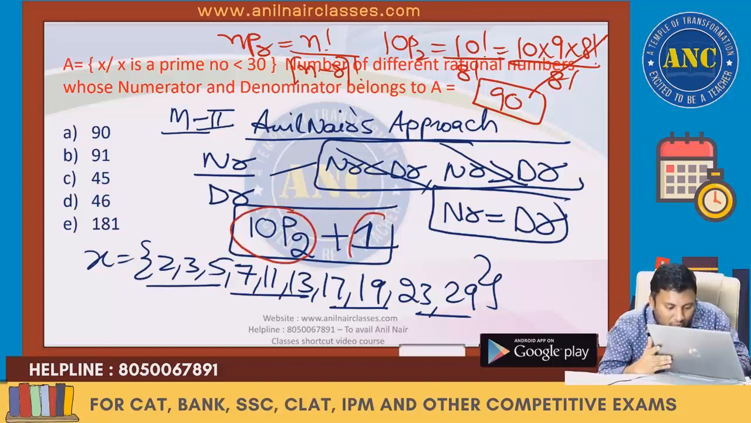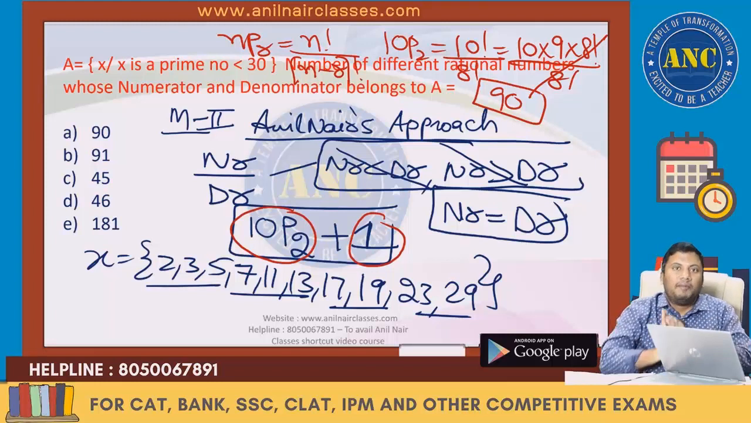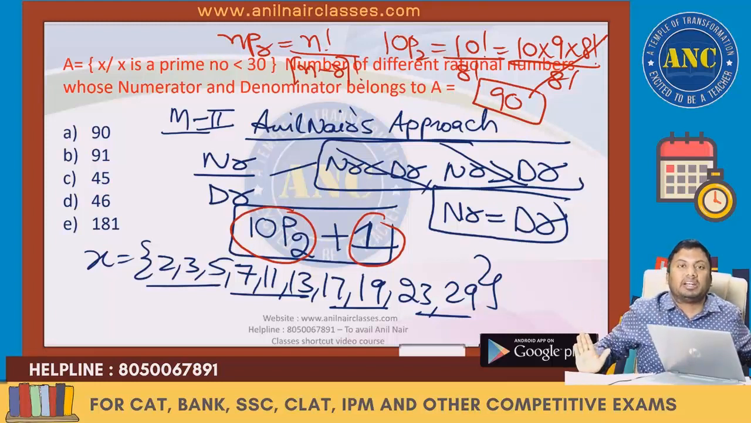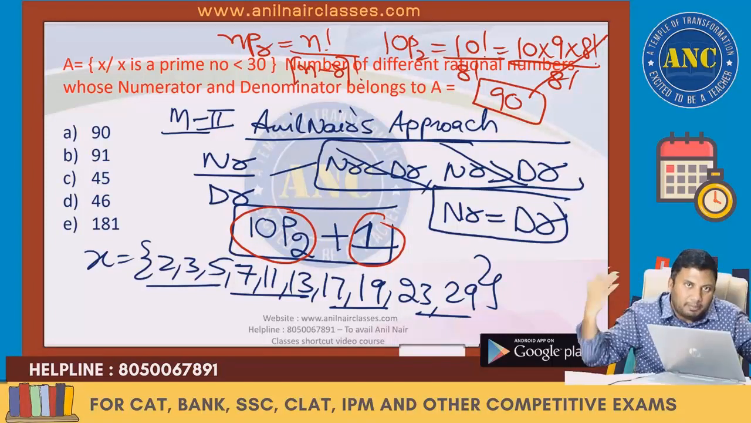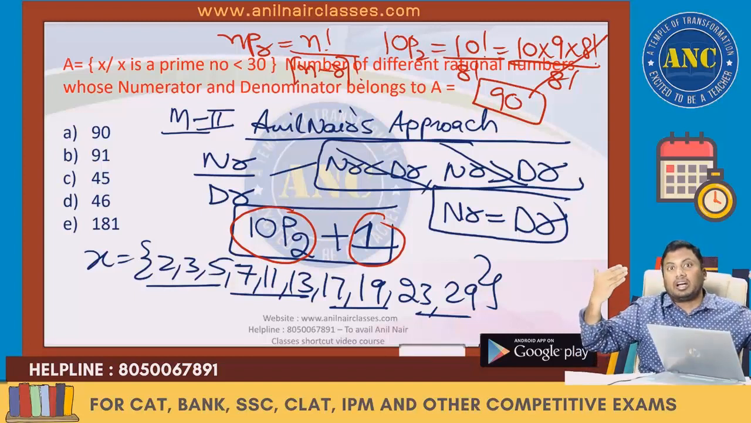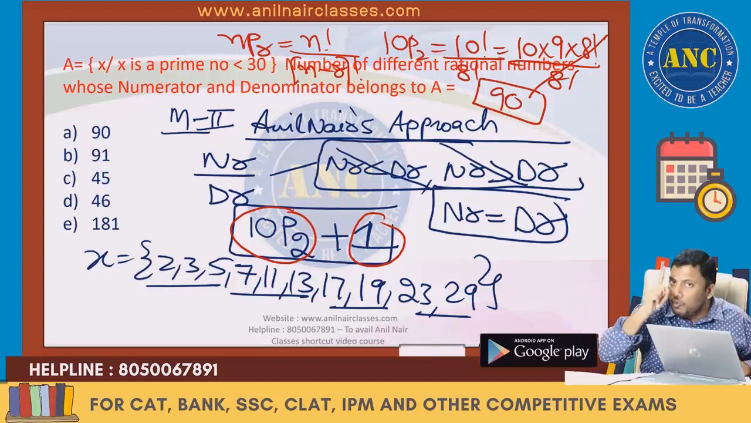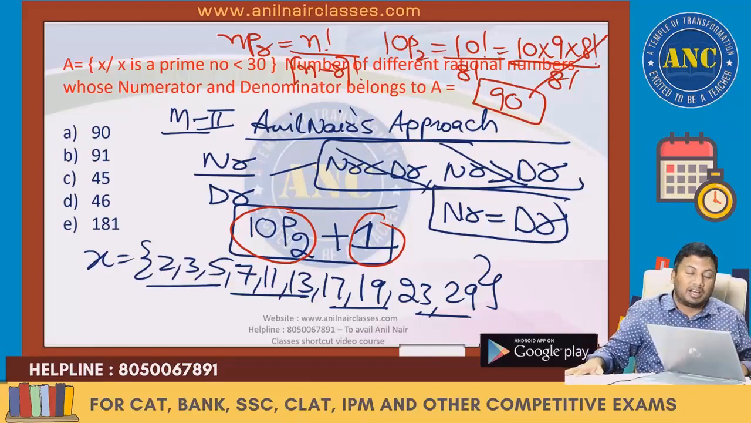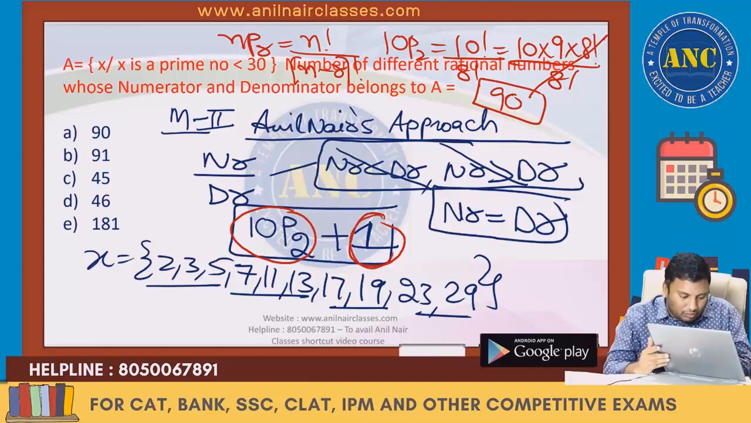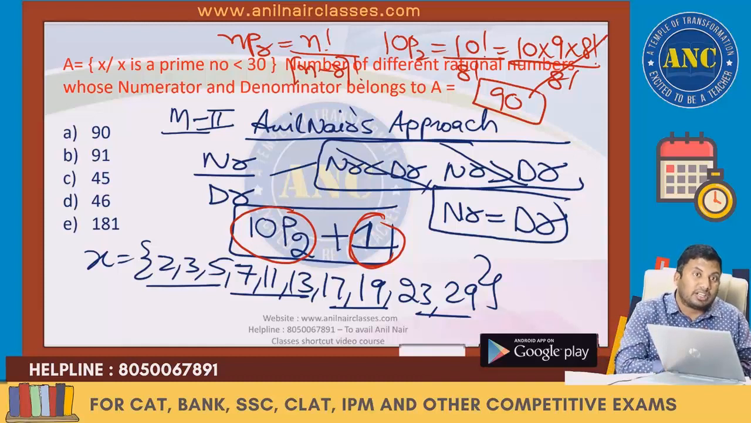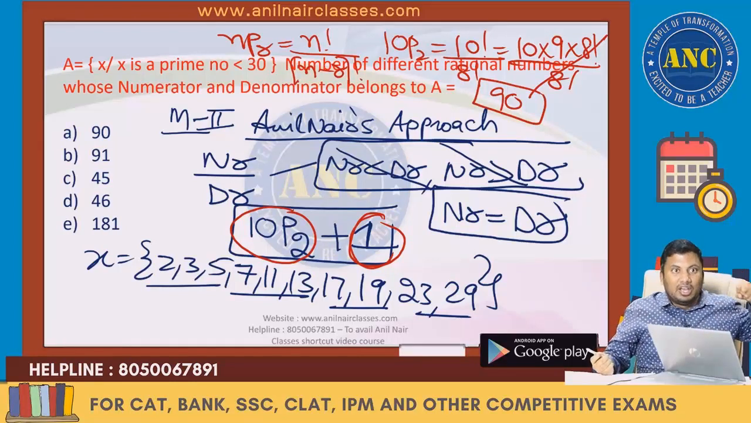10P2 plus 1. Why did this nPr come? There is no restriction on numerator and denominator. Numerator can be less than denominator. Numerator can be greater than denominator. One case only, both of them are equal. That one case is 1. 10P2 plus 1. Priya, we cannot use 10C2. Why? Because if you are selecting, you are imposing a condition that numerator is less than denominator.